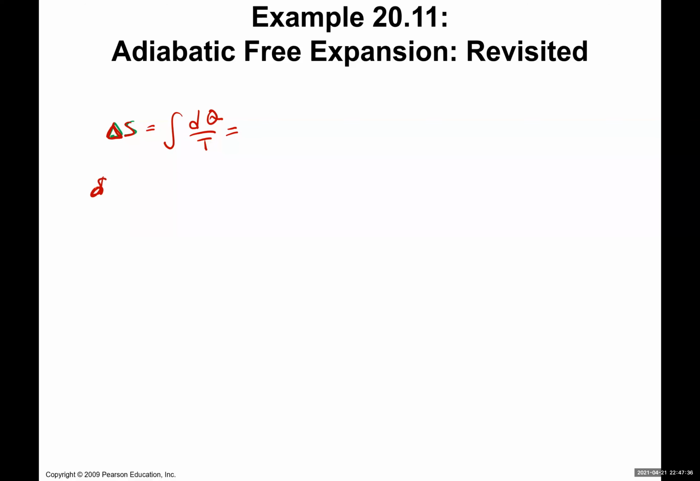Okay, remember, sometimes you can also write it like this for dq because it's not a state variable, it's path dependent. So what we're going to do is assume that we're dealing with an isovolumetric, or isochoric, process. That means constant volume. And in that case, dq is equal to n Cv dT. So if I have the integral of n Cv dT over T, in this case between T2 and T1.